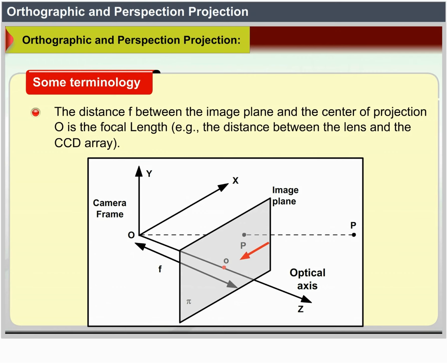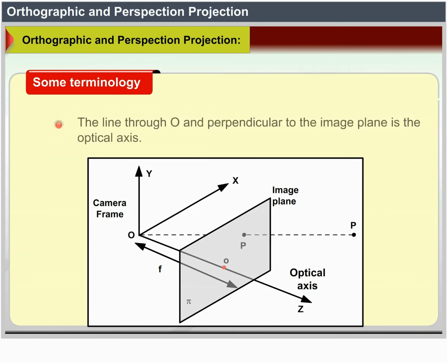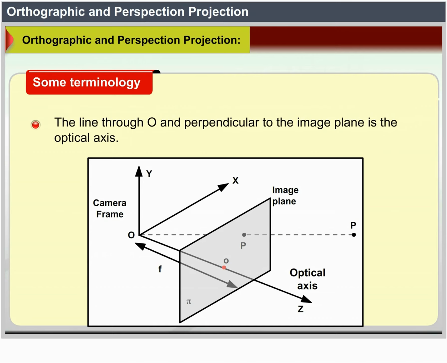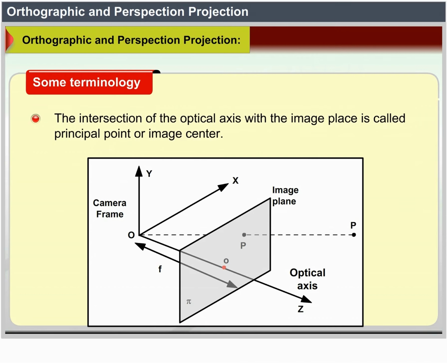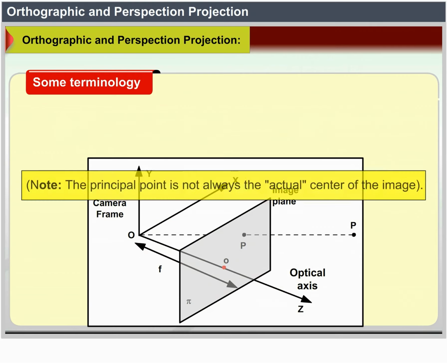The line through O and perpendicular to the image plane is the optical axis. The intersection of the optical axis with the image plane is called the principal point or image center. Note: the principal point is not always the actual center of the image.